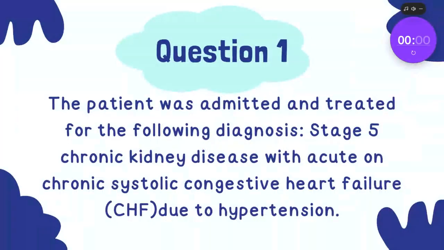The patient was admitted and treated for the following diagnoses: stage 5 CKD with acute on chronic systolic congestive heart failure due to hypertension. And remember, ICD-10 uses a combination code for hypertensive heart and CKD. So just remember that this patient has hypertension, heart failure, and CKD. I'm going to start the timer.